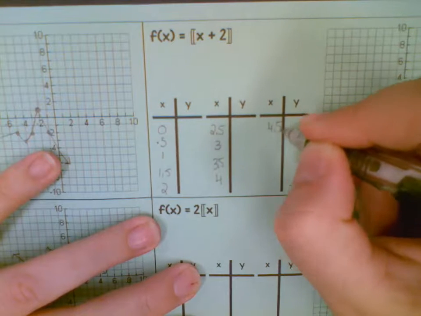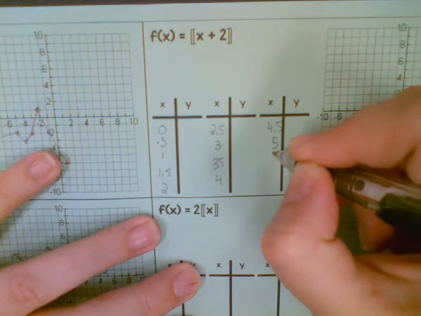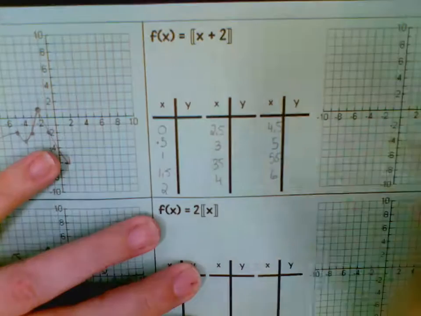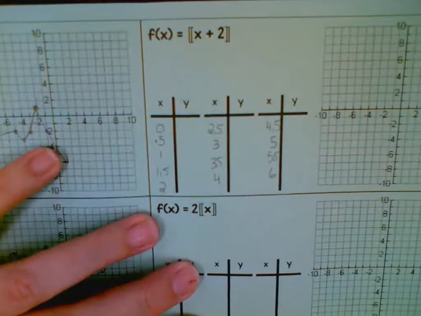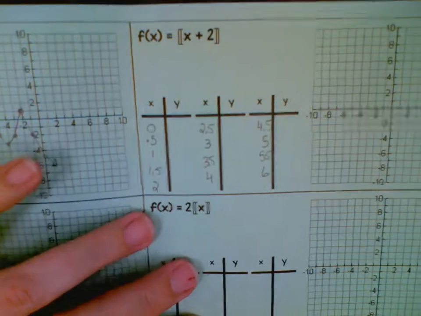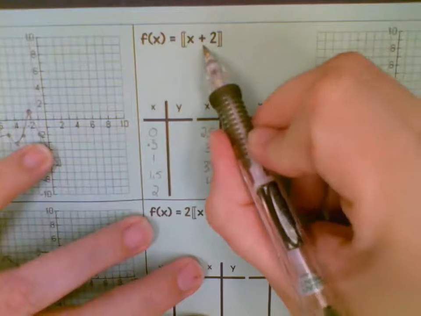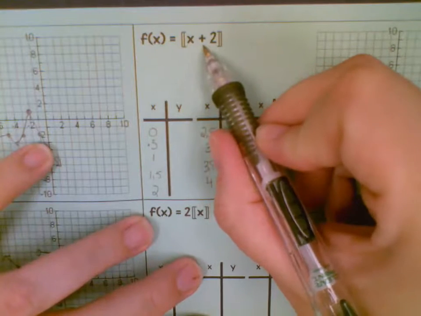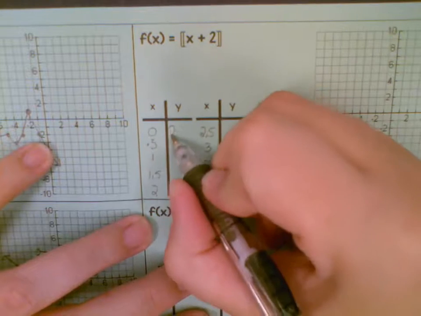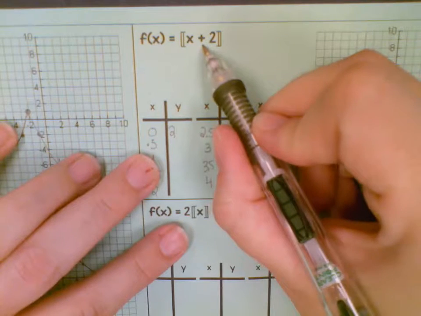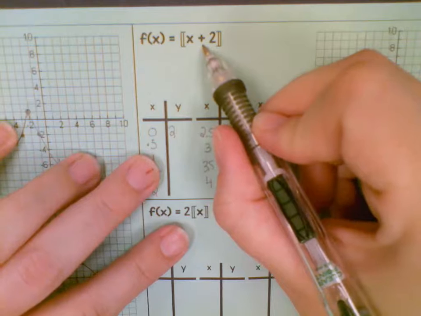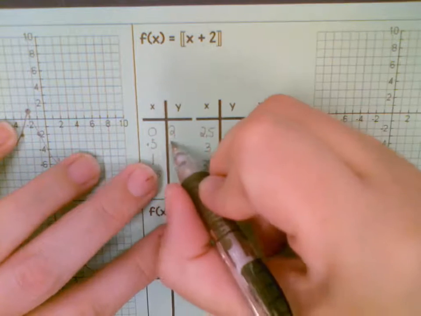Once you get the hang of it and what the pictures are going to look like, you don't really need to do as many points. Okay, so if we put in 0, add 2, we get 2. Rounding down to the nearest integer, we'd still be at 2. We put in 0.5, we have 2.5. Round down to the nearest integer, we'd be at 2.